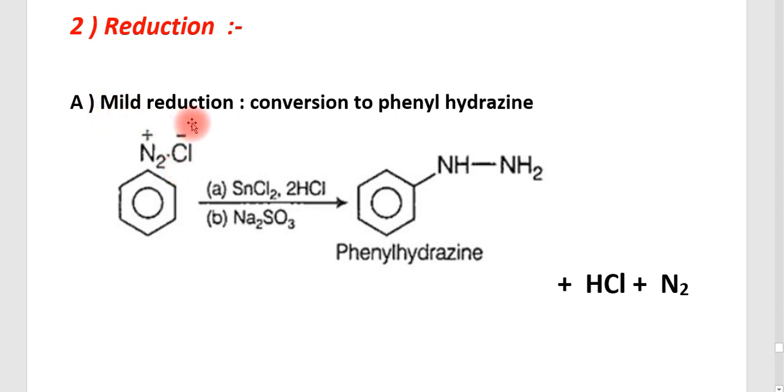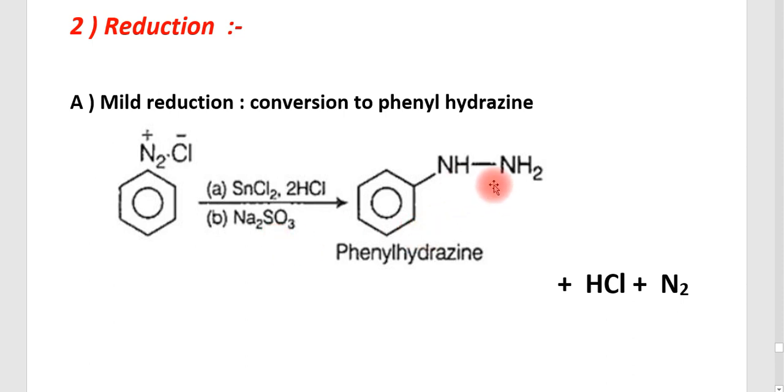Through mild reduction, the benzene diazonium chloride is converted into phenylhydrazine in the presence of stannous chloride and Na2SO3. First it is treated with SnCl2 and 2HCl, and after that the product obtained is treated with Na2SO3, and you will get the product as phenylhydrazine. This is phenylhydrazine.